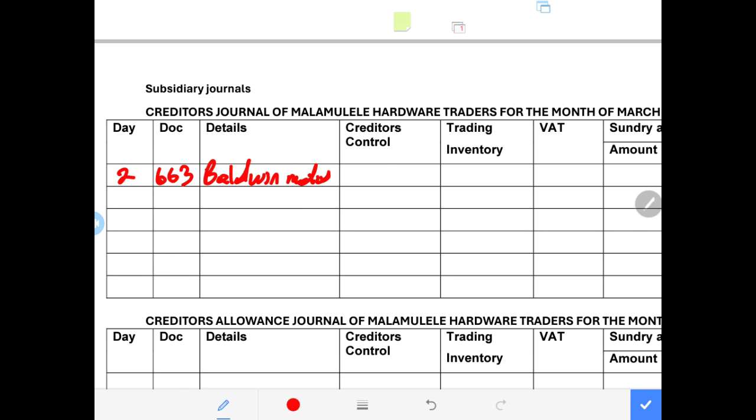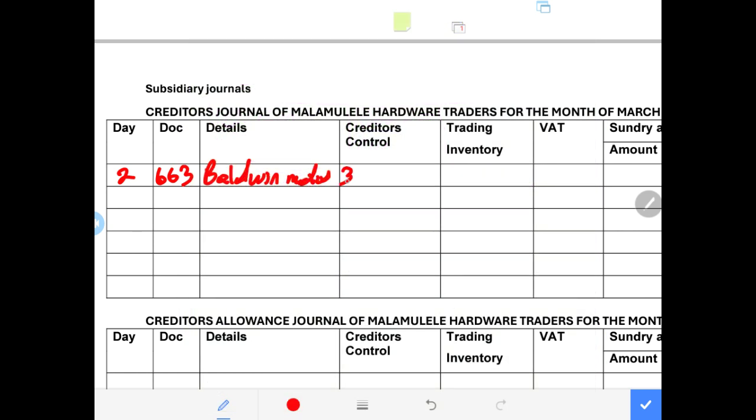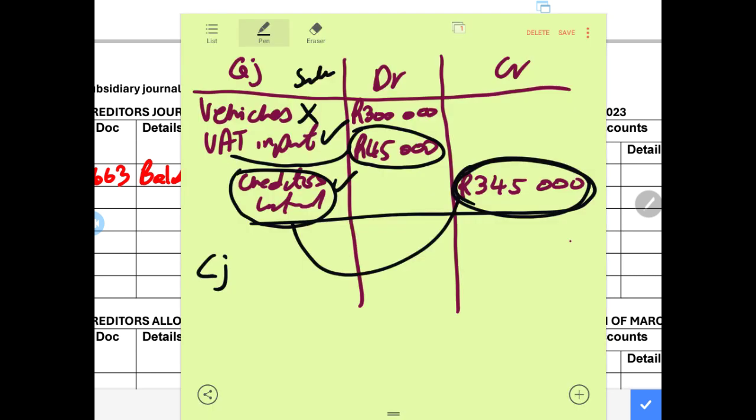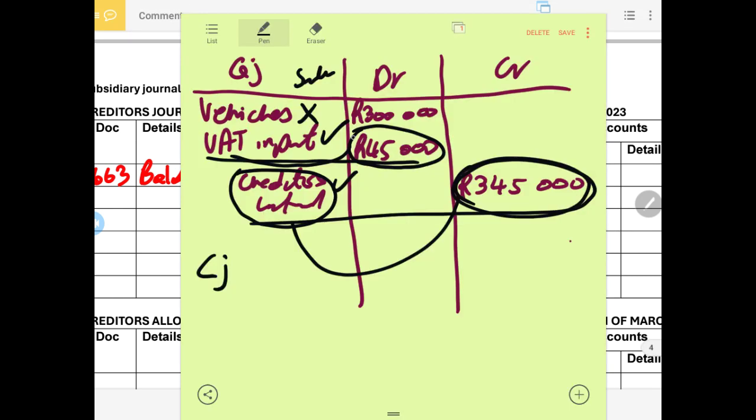Baldwin Motors. How much is under creditors control? Creditors control is the full amount, 345,000 rands. This is how much we are owing this company for the motor vehicle we bought from them. Do we have anything to do with inventory? Are we buying this in order to sell it? The answer is no. So do we have VAT? Yes, VAT is 45,000 rands. Remember, VAT does have a column. Now, the other entry was the one of the vehicle, which is 300,000 rands.